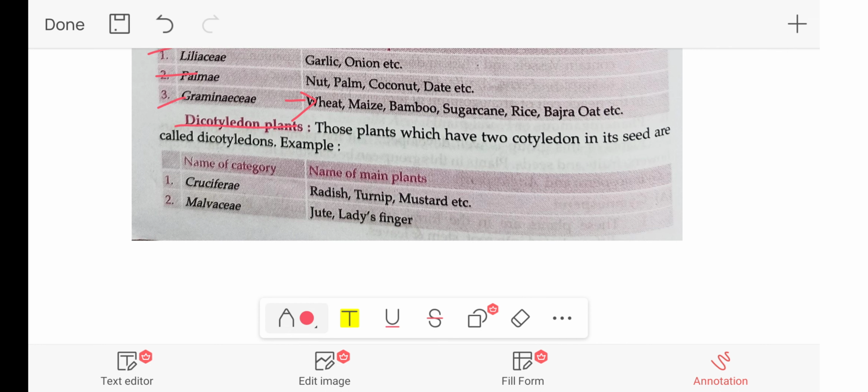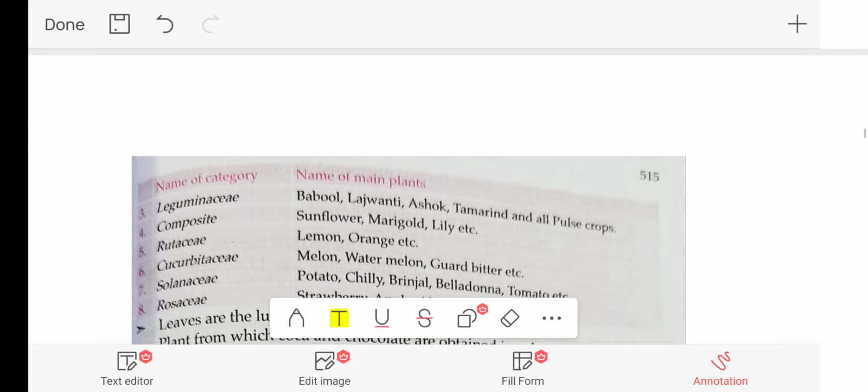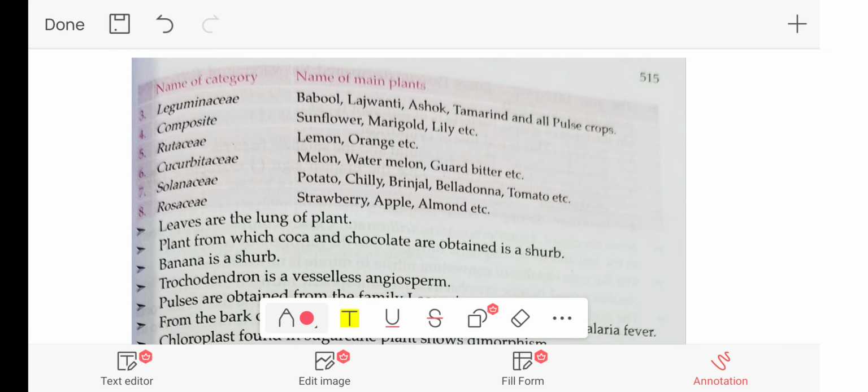Dicotyledon plants. Those plants which have two cotyledons in their seeds are called dicotyledons. Example, category Cruciferae, and main plants: radish, turnip, mustard, etc. Malvaceae, example of plants: jute, lady's finger. Leguminosae, plants: babool, lajwanti, ashoka, tamarind, and all pulse crops.